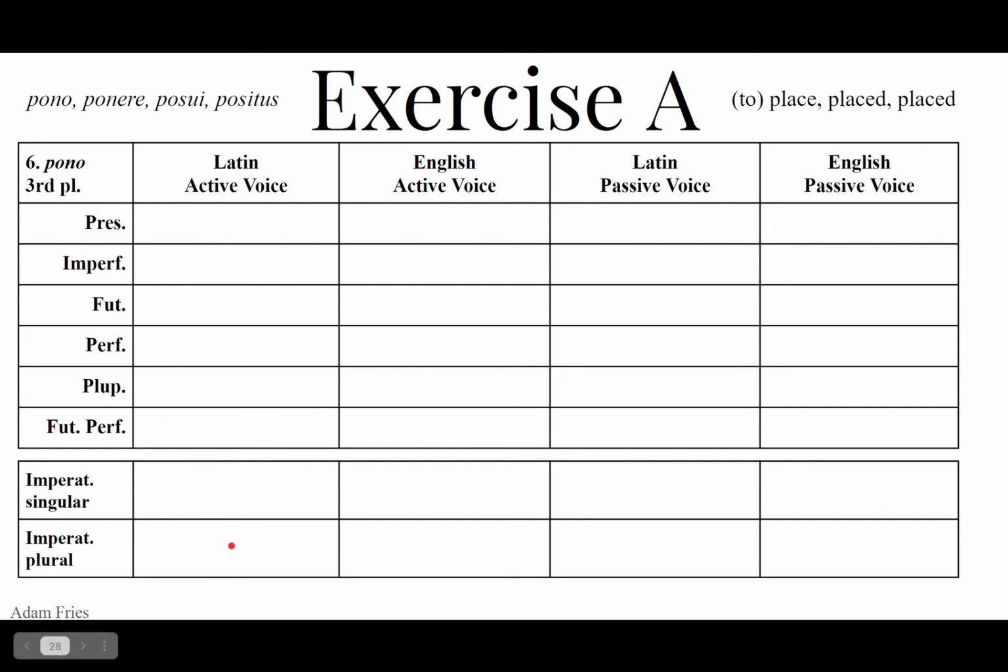For the imperative plural active, present stem pone plus ite, ponite. Place ye. Come on, put ye. Come on, guys, put it there. And then the passive, ponimini. Ponimini. Be put ye.